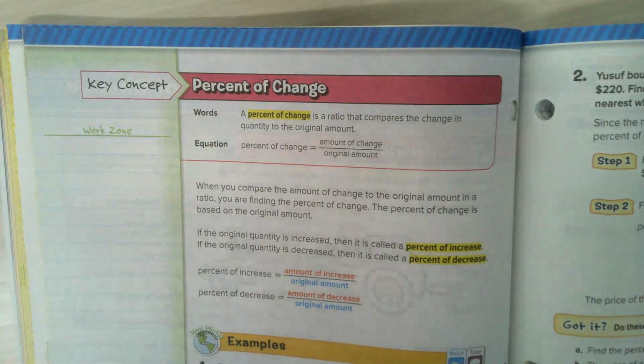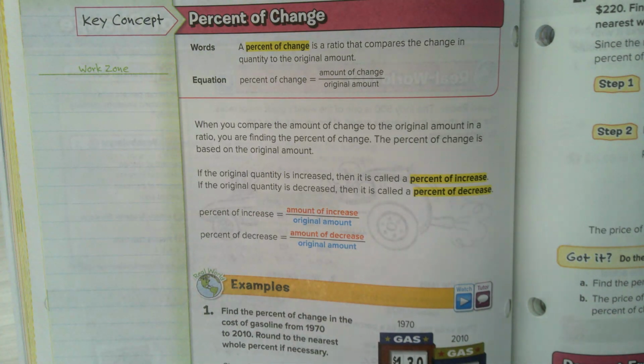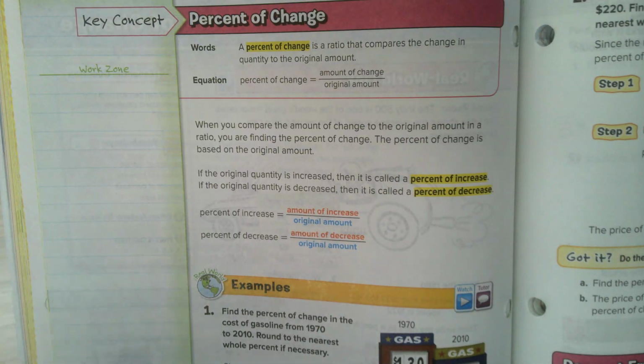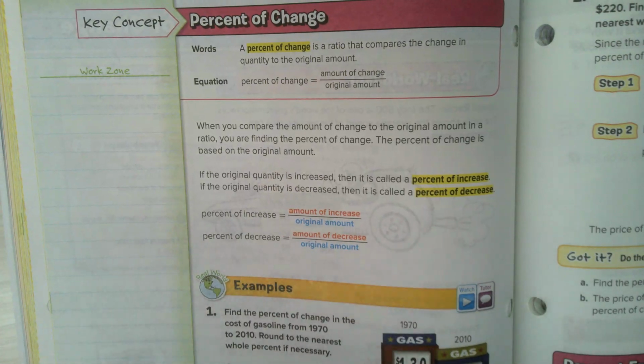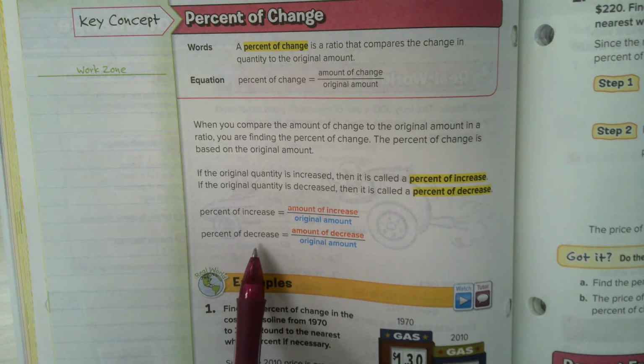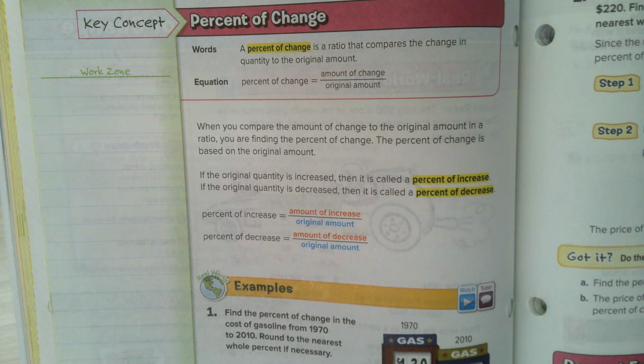Okay? So let's go and do a couple problems. When you compare the amount of change to the original amount in a ratio, you are finding the percent of change. The percent of change is based on the original amount. If the original quantity is increased, then it is called a percent of increase. If the original quantity is decreased, then it's called a percent of decrease. So when it increases, amount of increase over the original amount will give you the percent of change. When the percent is a decrease, then you put the amount of decrease over the original amount, and then you will get the percent of decrease.